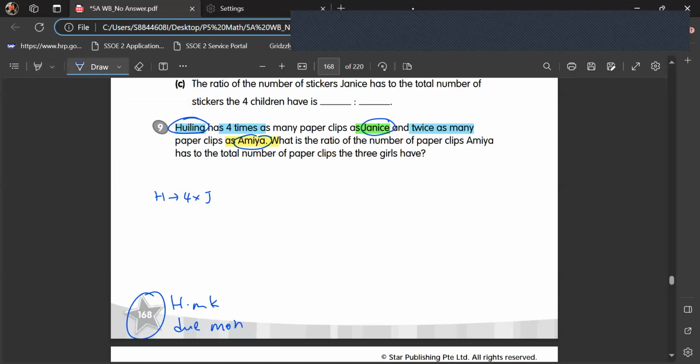So actually this is also Hui Ling. So Hui Ling is also 2 times of Amaya. If I have to draw this out, I will choose to draw Hui Ling in the middle, because Hui Ling is the one that is related to 2 people. I will draw Janice on top. Janice is the one that is just 1 unit, quite easy to understand. Hui Ling is the one that is 4 times of Janice, so 1, 2, 3.